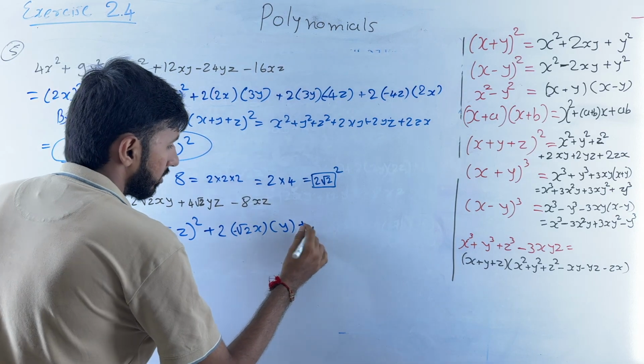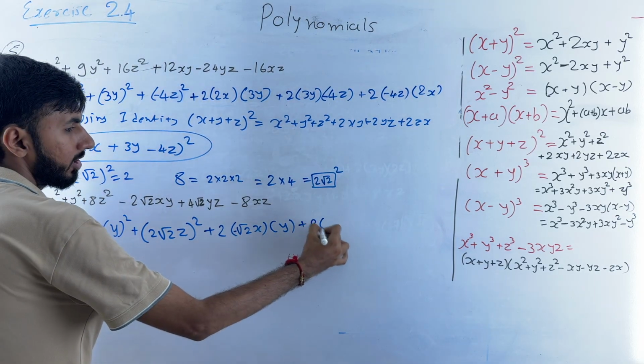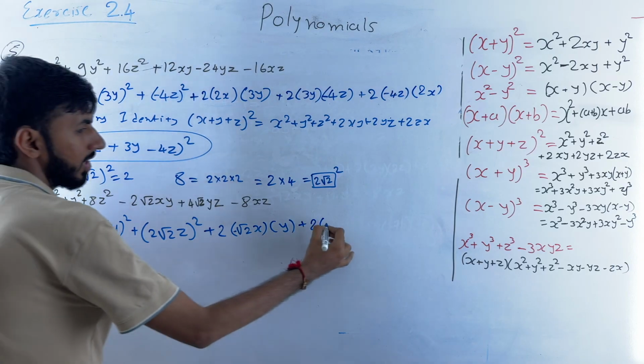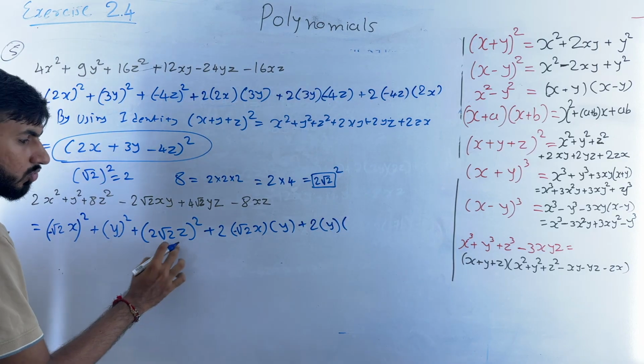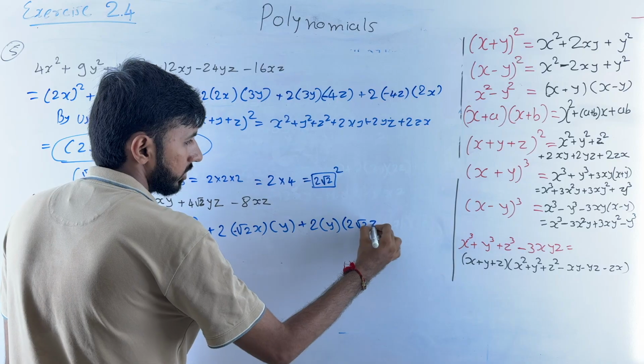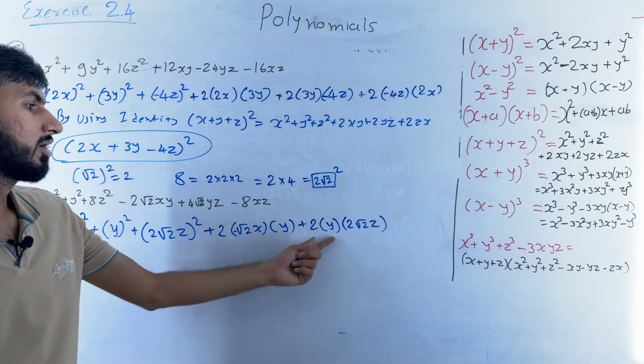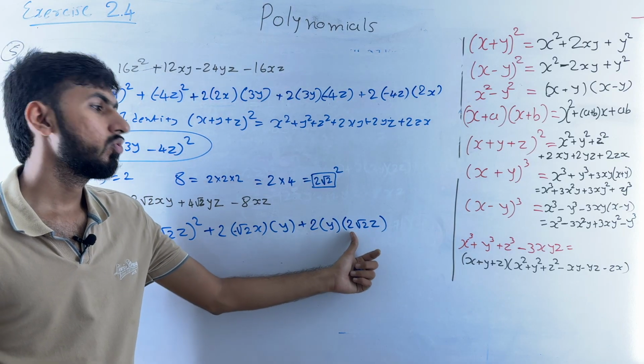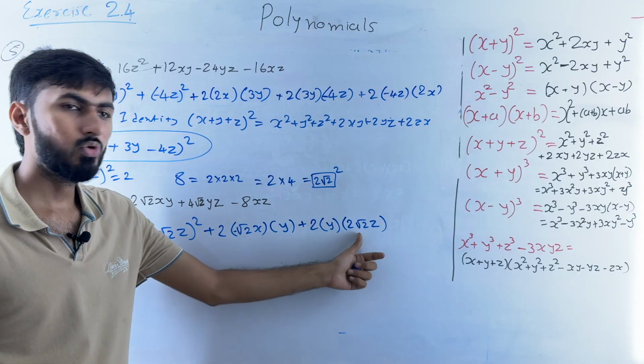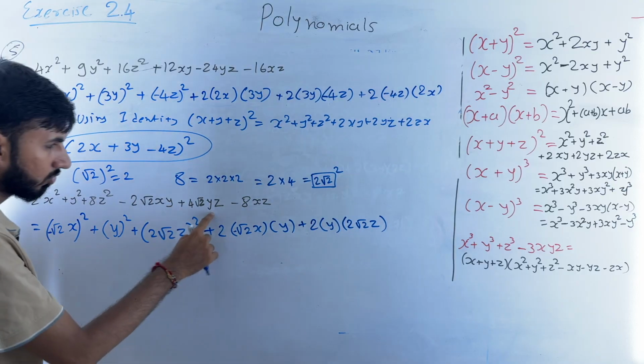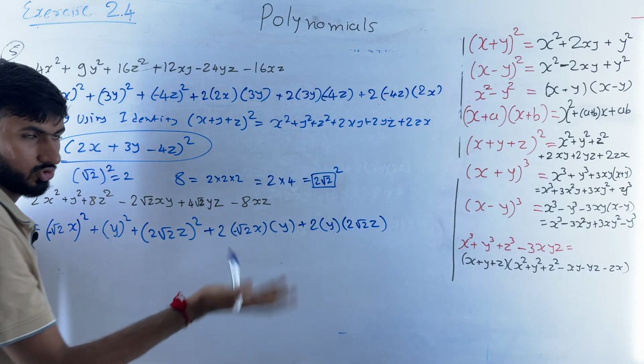Now our fifth term will be 2 multiply second term and third term. Second term is y only. Third term is 2 root 2 z, right? So now compare it with your question. 2 multiply 2 multiply root 2, that will be 4 root 2 yz. So I have 4 root 2 yz here, plus sign, plus sign. So no need to worry.